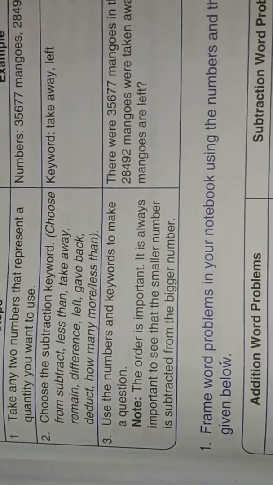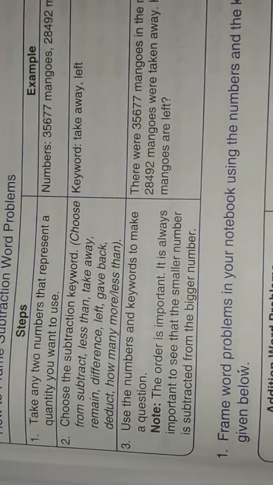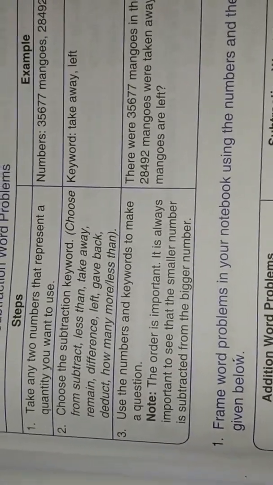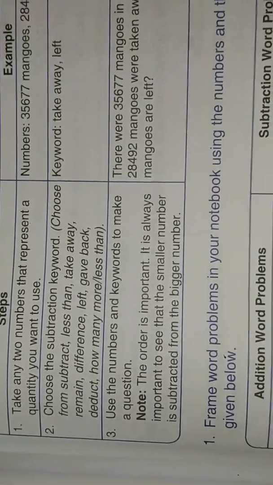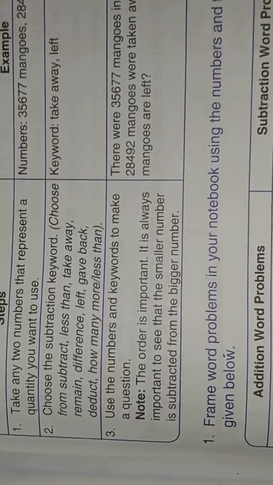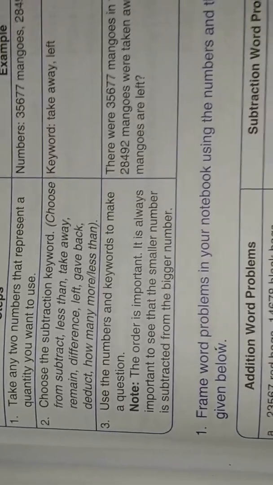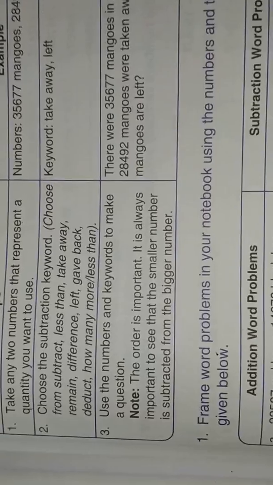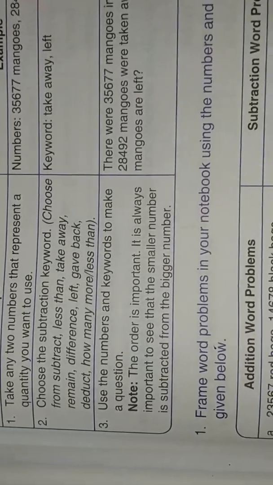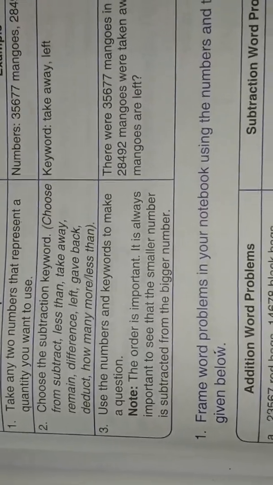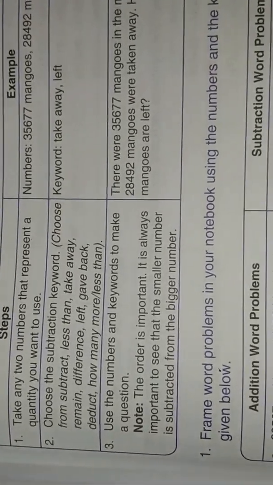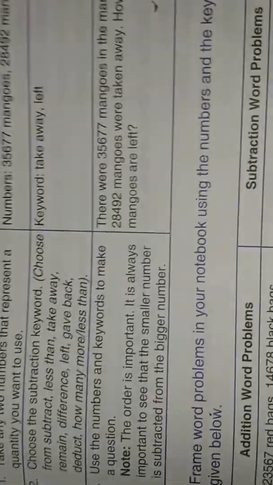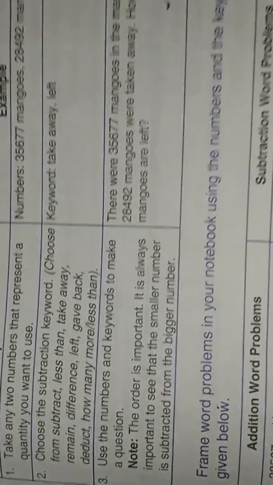So whenever you have to frame a word problem of subtraction, at that time you use these types of keywords: take away, remain, difference, left, give away, gave away, give back, deduct, how many, more, less than, more than, and less than, like that. You have to use these keywords. So here we can use either take away or left. If you use both, it doesn't matter. Okay, वो भी हो सकता है.